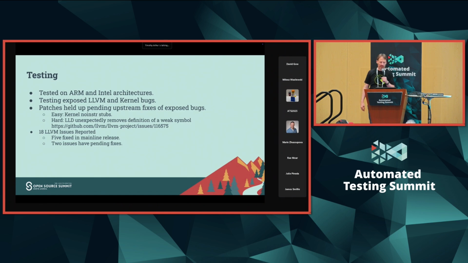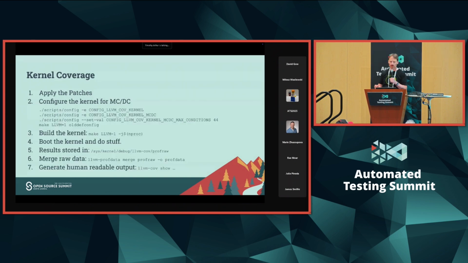Overall, 18 LLVM issues were reported. Five have been fixed. Two have pending fixes. And I think the LLD problem is one of those. So actually using them is really, really straightforward. Just apply the patches, do the configuration thing, build your kernel, boot it and do stuff, and then the results are stored in sysfs. It's the file called profraw. And then you just run your post-processing stuff, just like any other code coverage.